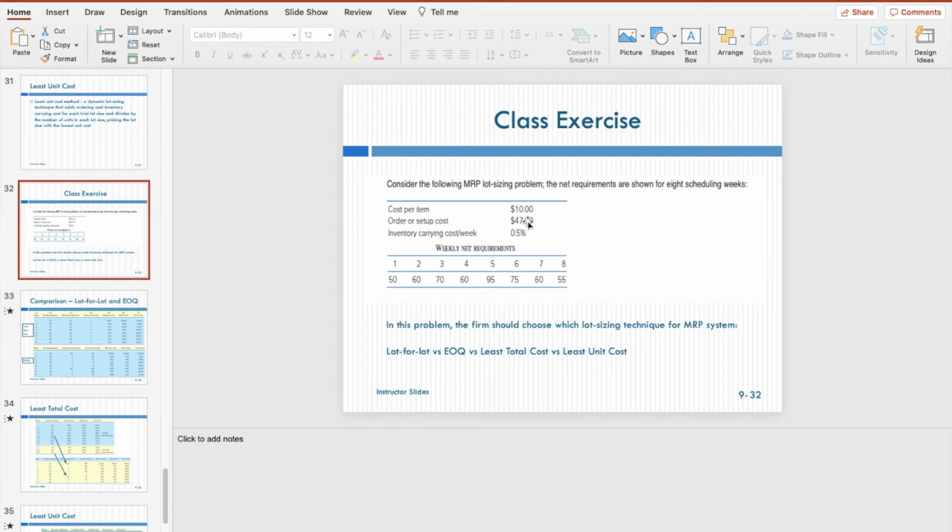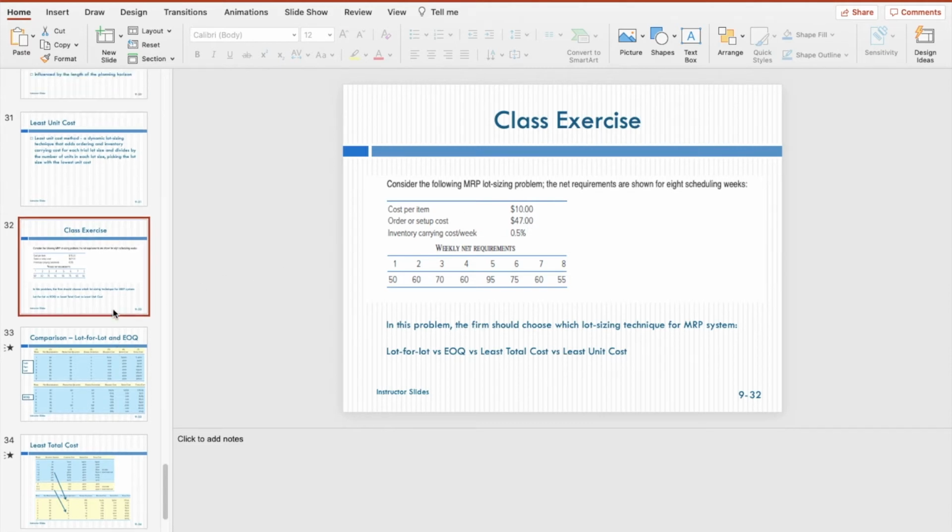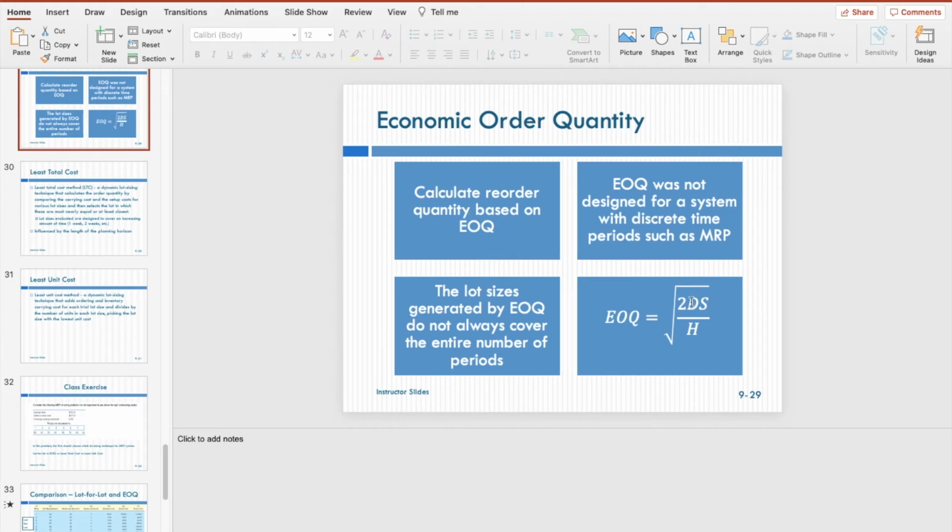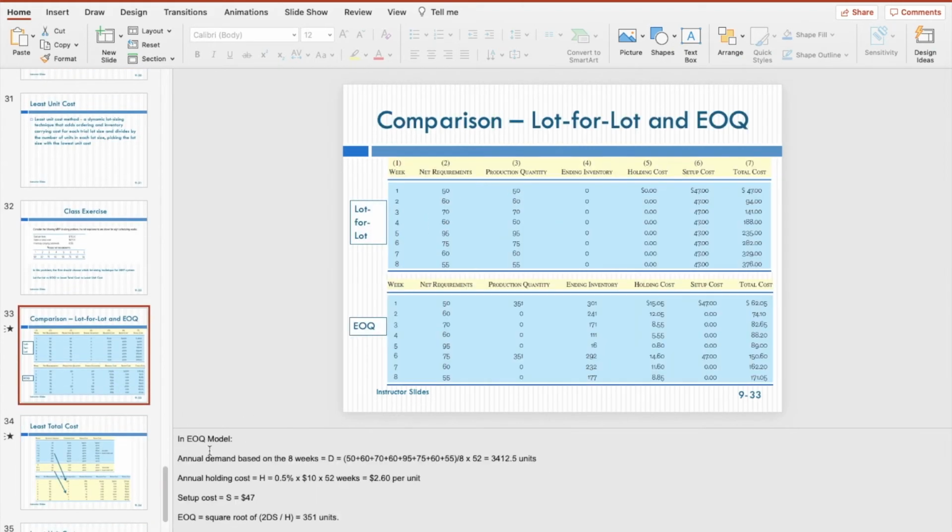Okay, so basically per order, you will incur $47. Very easy. Right now, you already have the D, S, and H, as I show here. In order to get the EOQ, very easy: you just plug all the numbers into that specific equation, the square root of 2DS over H.